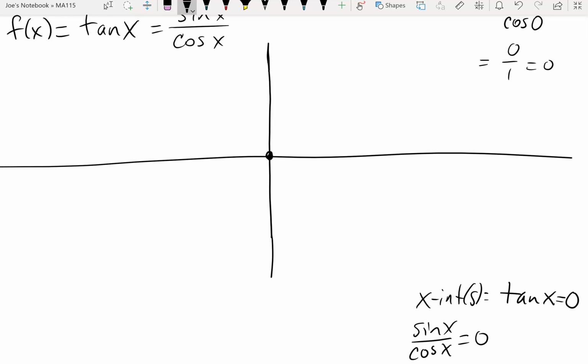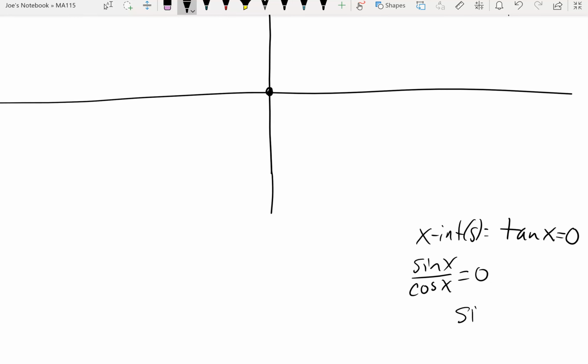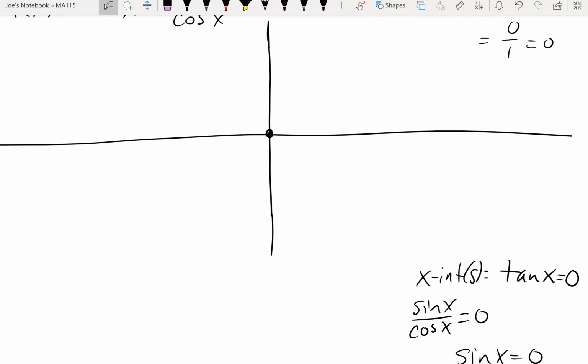So how do you tell if a fraction is equal to 0? Do you look at the top or do you look at the bottom? The top, right? The top is what tells you if it's equal to 0. Do we know when the sine is equal to 0? Do we know the x-intercepts for the sine function? What are the x-intercepts for the sine function? 0, pi, and 2 pi.